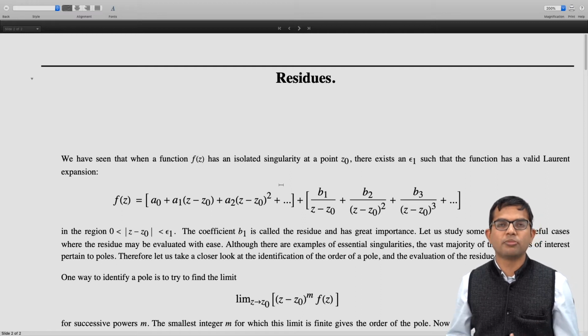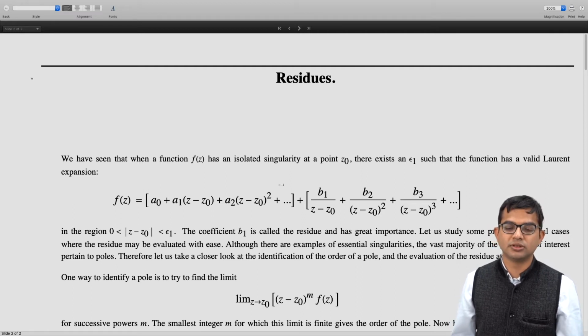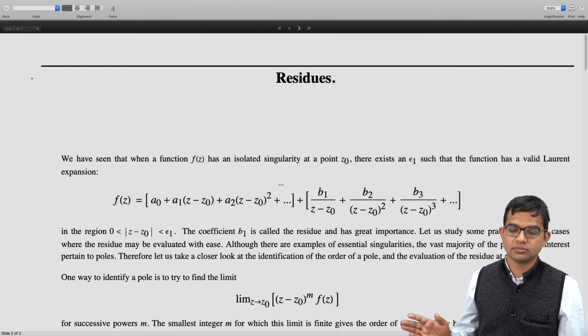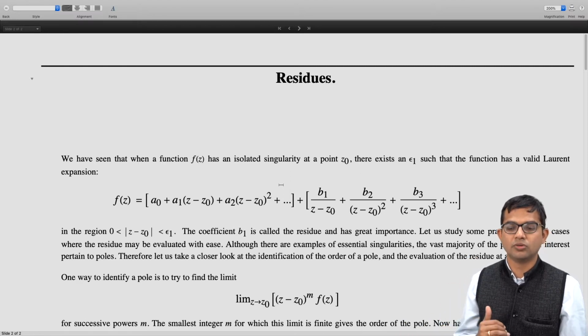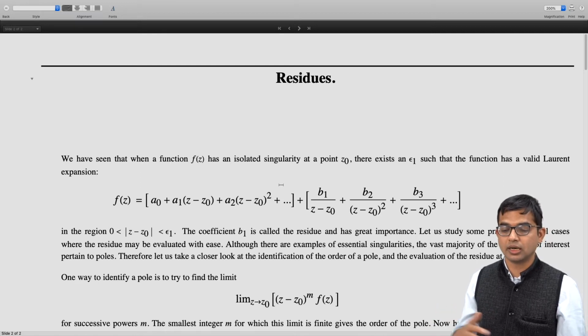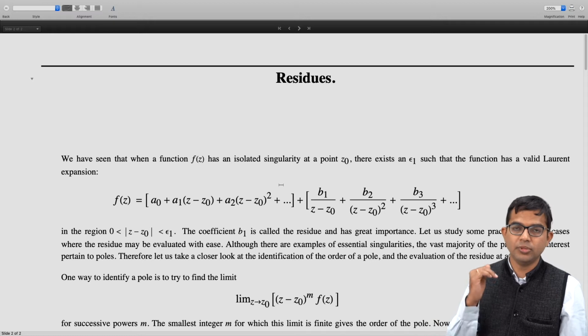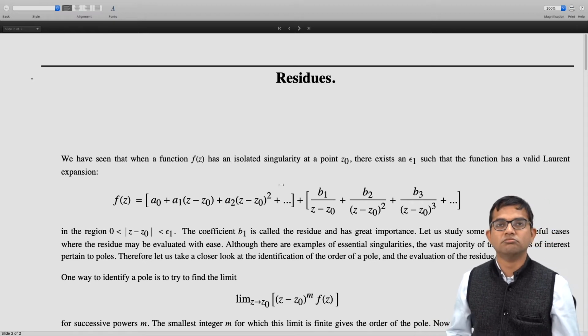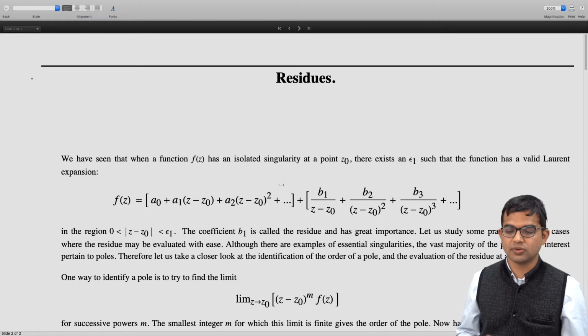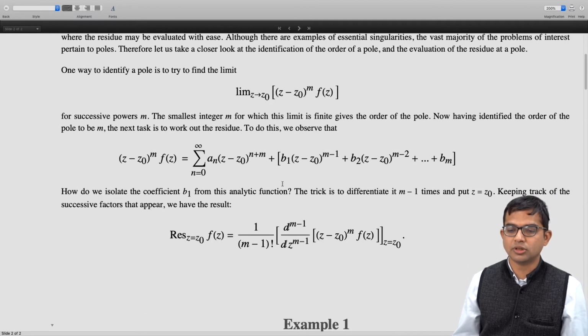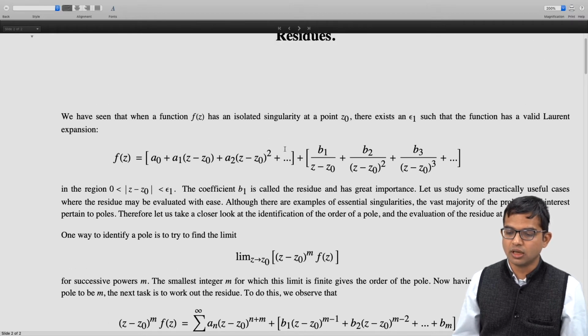Okay, so the Laurent expansion looks something like this. There is the regular part, A0 plus A1 times (z minus z0), and so on, and then there is the singularity part, B1 over (z minus z0), B2 over (z minus z0) the whole squared, and so on. Among all of these coefficients, B1 occupies a central spotlight. It has a very important value associated with it, and that's called the residue.